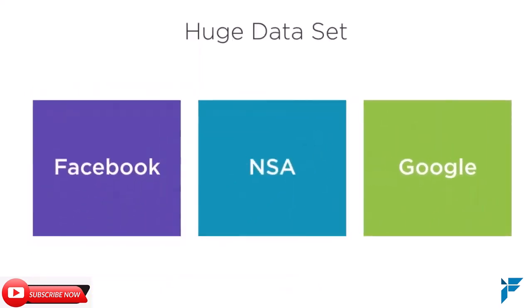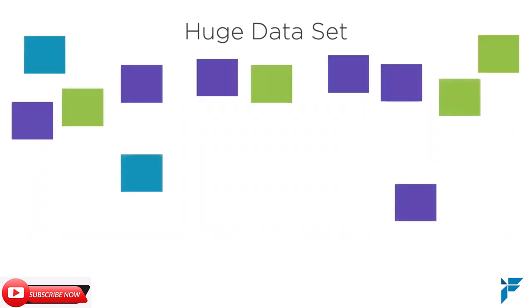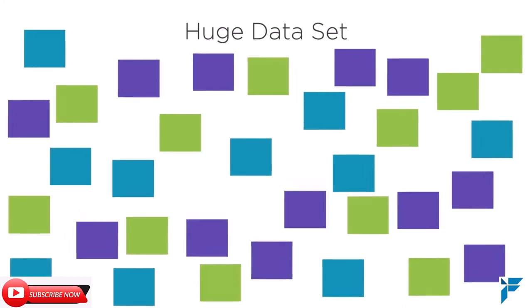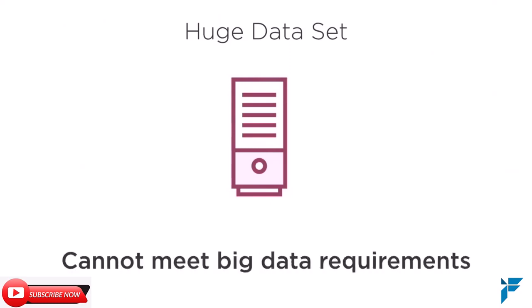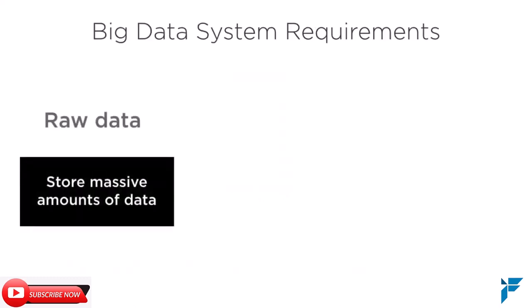Each of these organizations deals with a data set which would have been unthinkable even 10 years ago. Now, if you think about a data set like this, do you really think a single machine will be able to service this? However powerful that single computer is, it just cannot deal with data at this scale. Now, that's a very blanket statement. Let's break it down and see what it is that we require of a big data system.